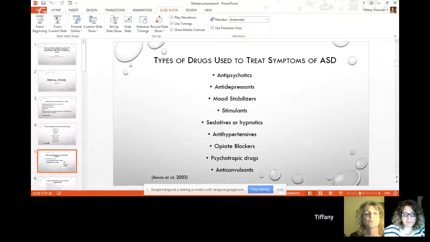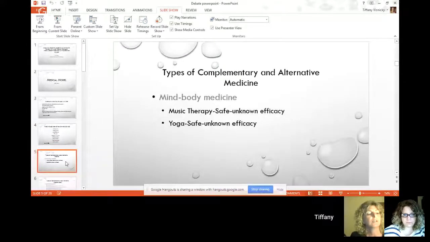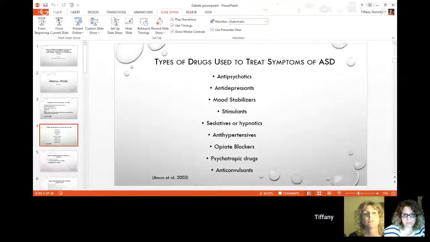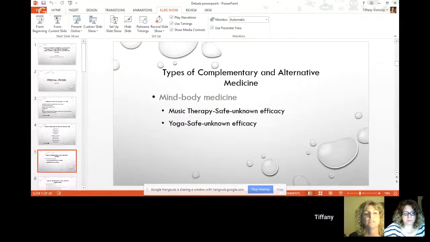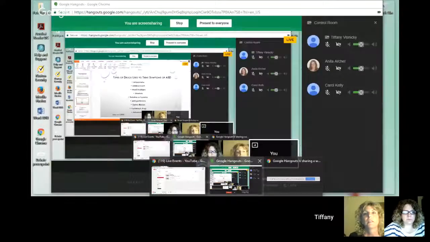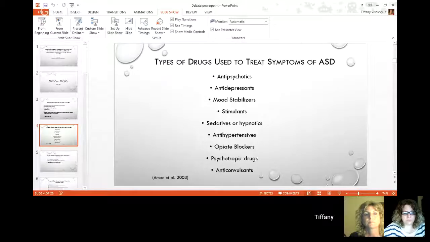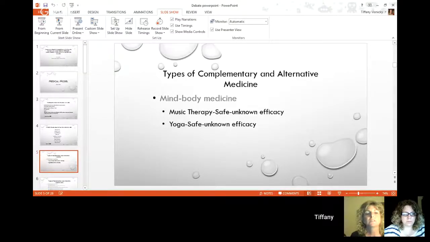The second portion of the medical model is complementary and alternative medicine, and this allows the treatment of disorders without some of the specific side effects of the medical model. Classifications within complementary and alternative medicine include mind and body therapies, biologically based practices, and manipulative and body-based practices, including chiropractic and massage therapy.